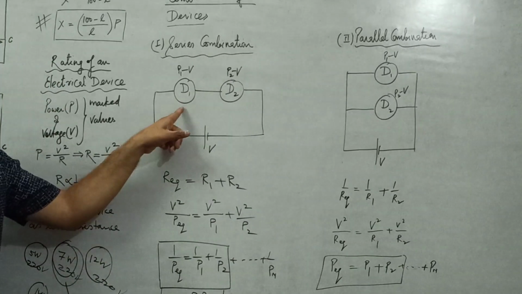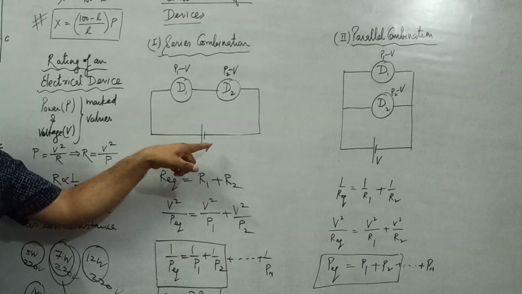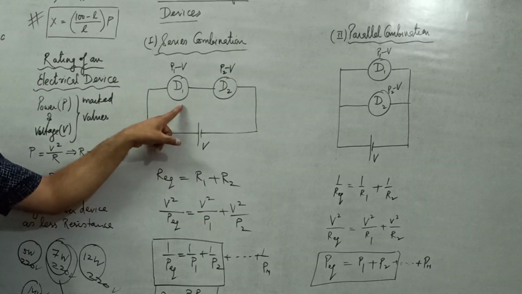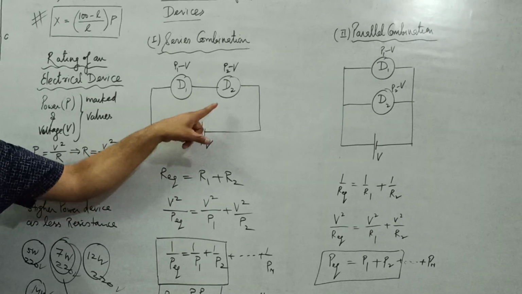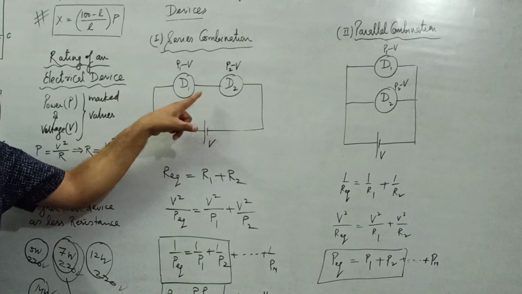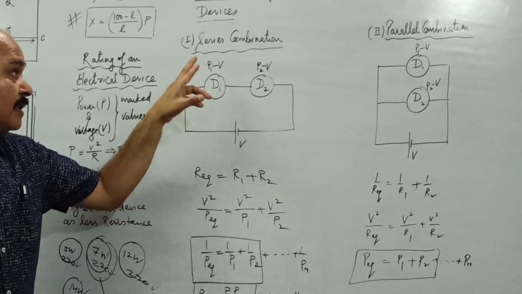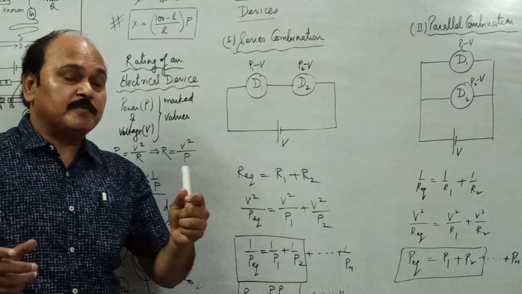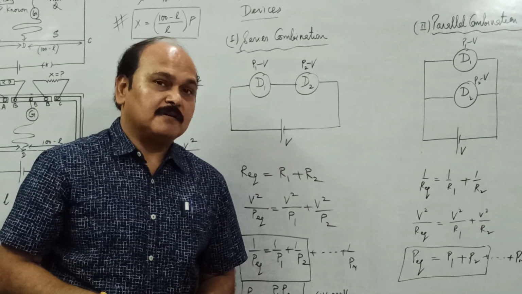So will the voltage here be V1? No. Will the voltage here be V? No. The voltage here would be less than this, and the voltage here would also be less than this. Since the voltages here are going to be less than the rated voltage across the devices, the power output across both the devices would be less than their rated power.